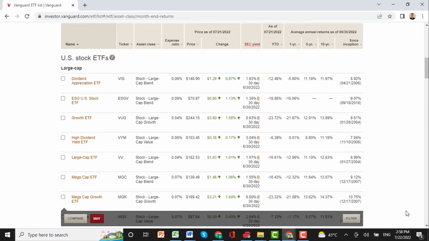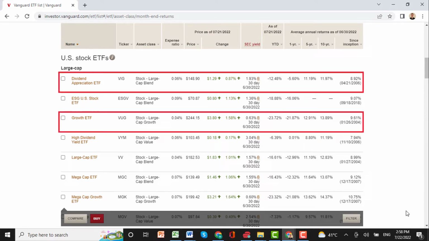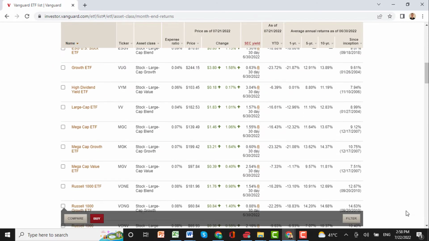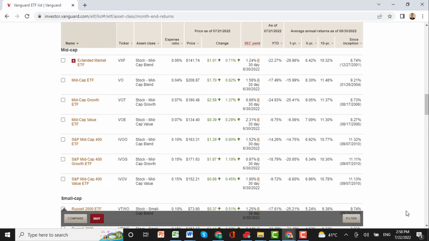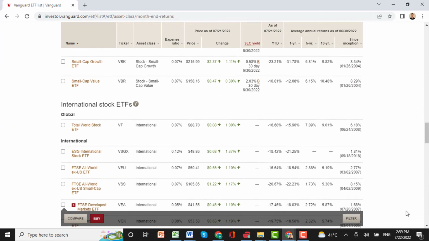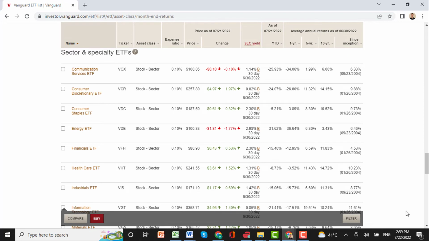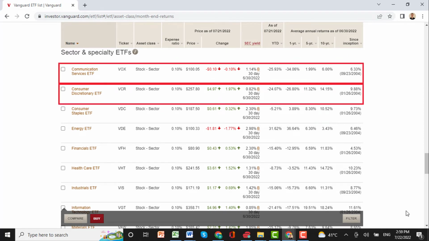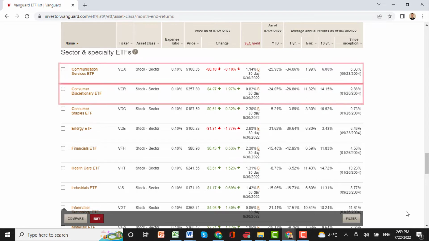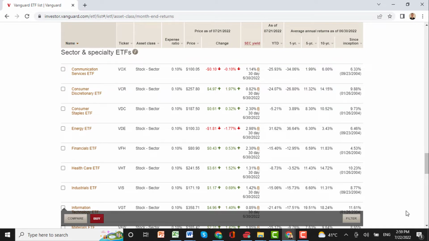So here you can see Vanguard has a really broad selection of stock funds ranging from US large cap, and with that they've also got dividend and growth focused funds. They've got mid cap and small cap. They also have international funds and also sector focused funds such as communication, consumer discretionary, etc. So again, this is going to give you a very good idea of what's out there and what you're going to be able to invest in.